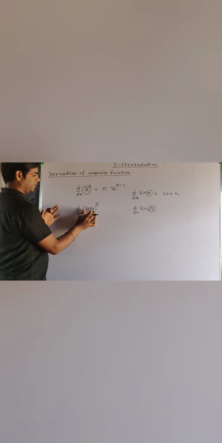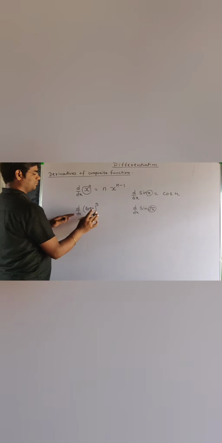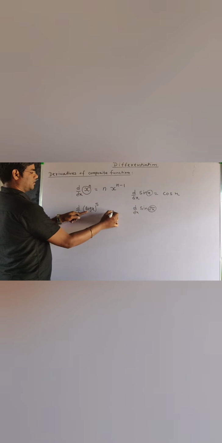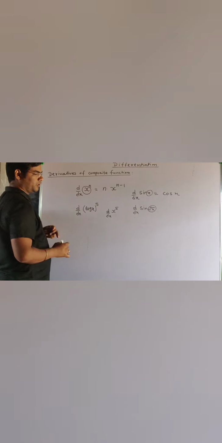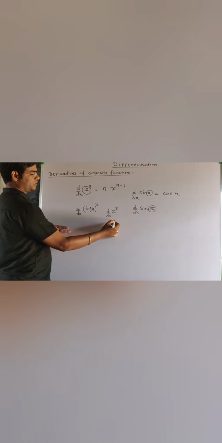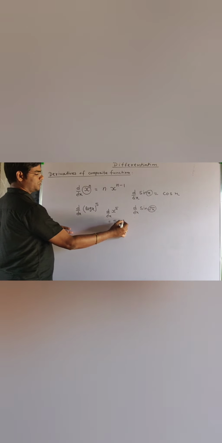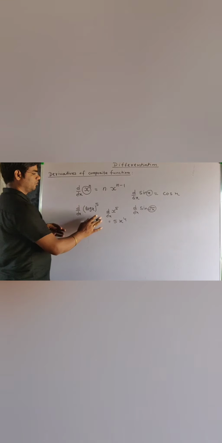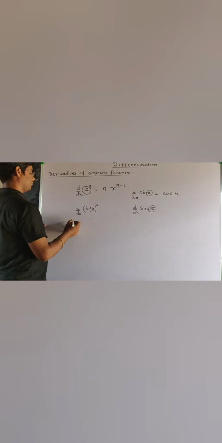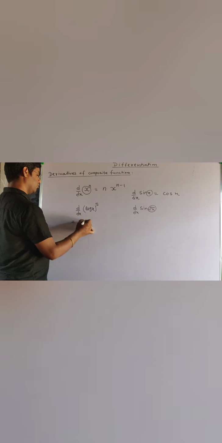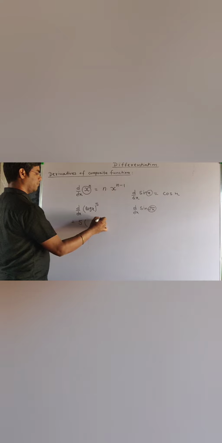Here you have to treat this bracket as x. So this is in the form of x raised to n only. If you consider log x as x, then this will look like x raised to 5, and we know that derivative of x raised to 5 is 5 into x raised to 4. So apply the same logic here to log x raised to 5. Apply x raised to n, so answer is n into x raised to n minus 1.